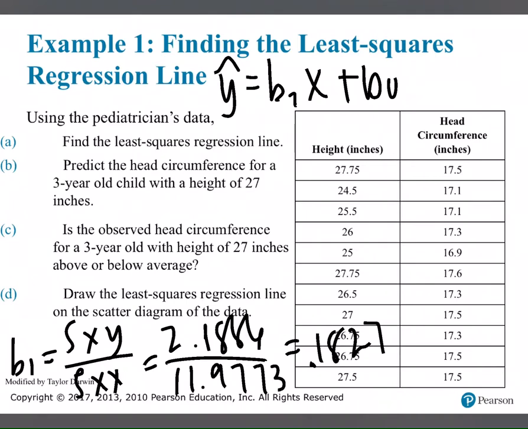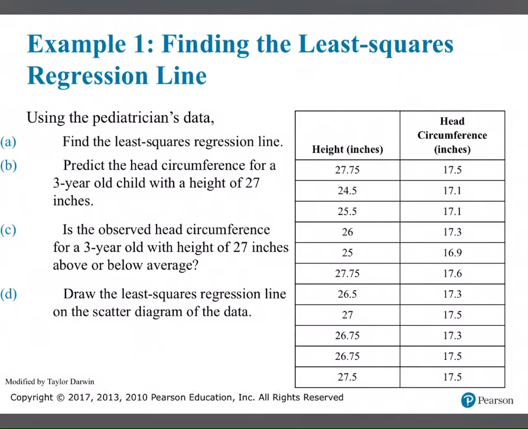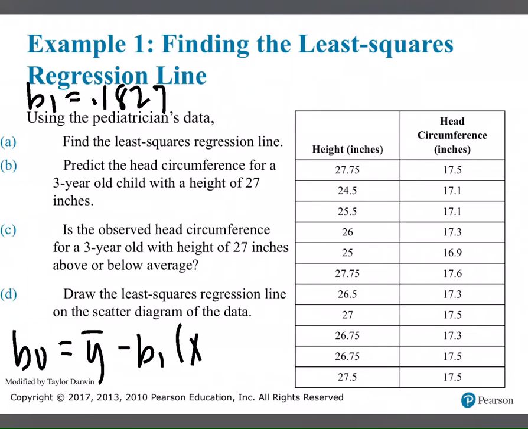Now I'm going to have to erase this to fit all the other information on here, so just be ready for that. So we know that b sub 1 is 0.1827. To find b naught, we have to do y bar minus b sub 1 times x bar.